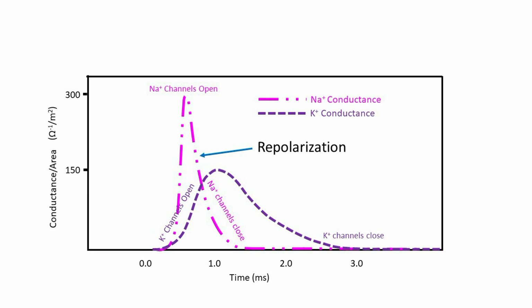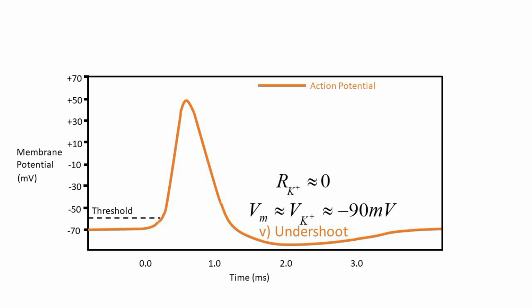The conductance curves of the two ions are shown here. Note the rapid drop in conductance for sodium ions and the gain for potassium conductance as voltage-gated channels close for sodium and open for potassium. In the extreme undershoot situation, so many potassium ion voltage-gated channels are open that the potassium ion resistance is effectively zero. Then the overall membrane potential is just the potassium Nernst potential of minus 90 millivolts.